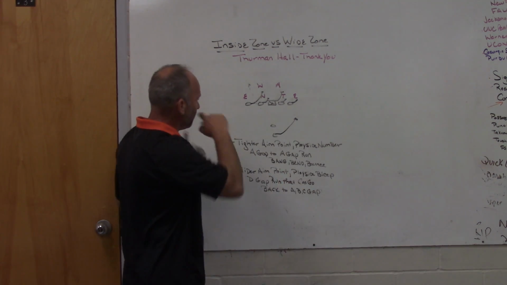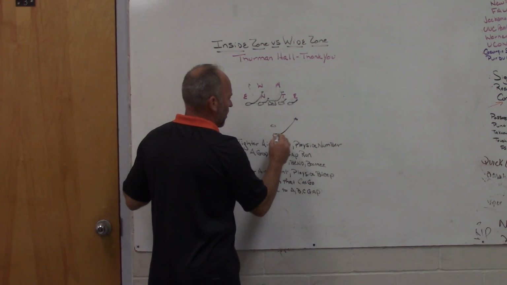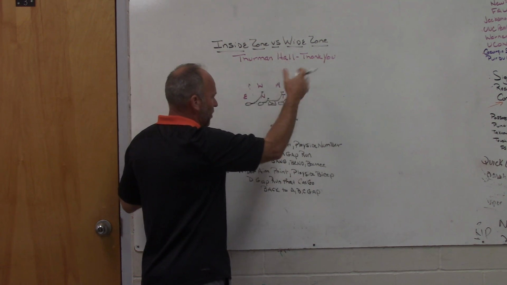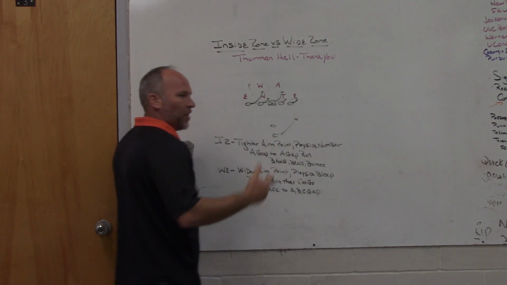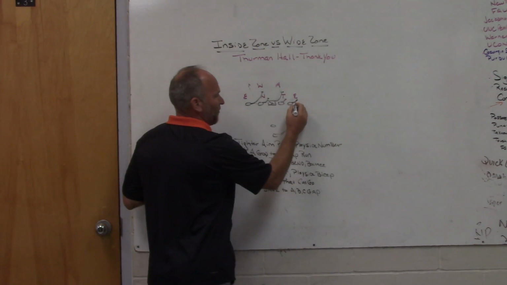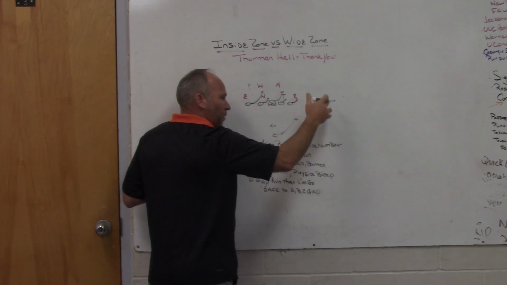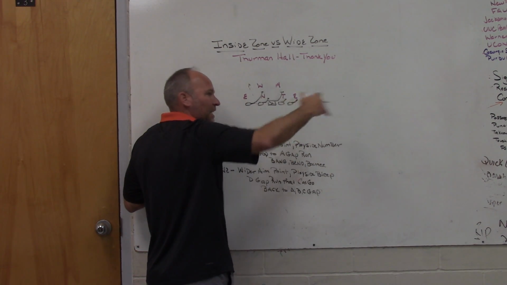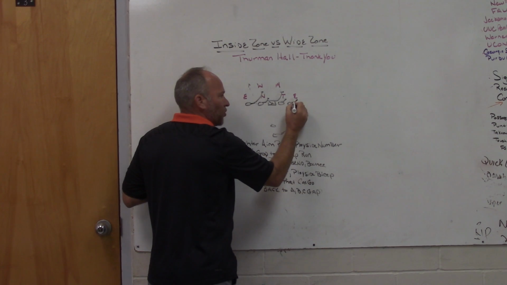So on the wide zone, our back is going to take a wider aiming point, usually a ghost tight end, or maybe a yard outside of a tight end if he's there. Our offensive linemen are going to work wider. We're going to work probably to that play side bicep now, not just the number. We're physically going to try and get that thing covered up so we can try to get it reached.